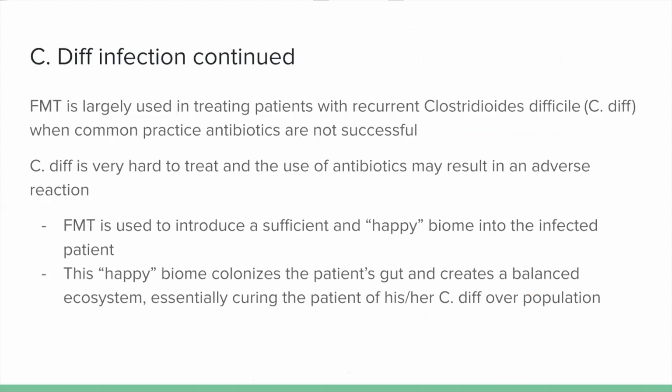C. diff is very hard to cure as it is extremely resilient and in many cases resistant to antibiotics. When antibiotics are prescribed, rather than reducing the C. diff population, they may backfire and clear out the good microbes, thus creating more room for C. diff to colonize additional surface area. FMT is used to reintroduce a healthy ecosystem of microorganisms that are able to outcompete the damaging overpopulated C. diff, essentially curing them.